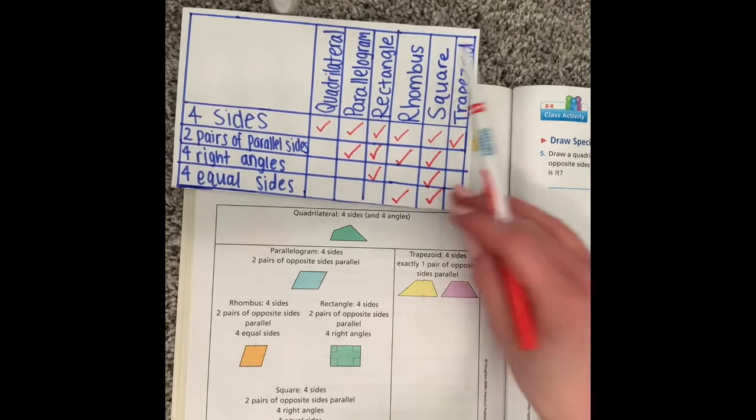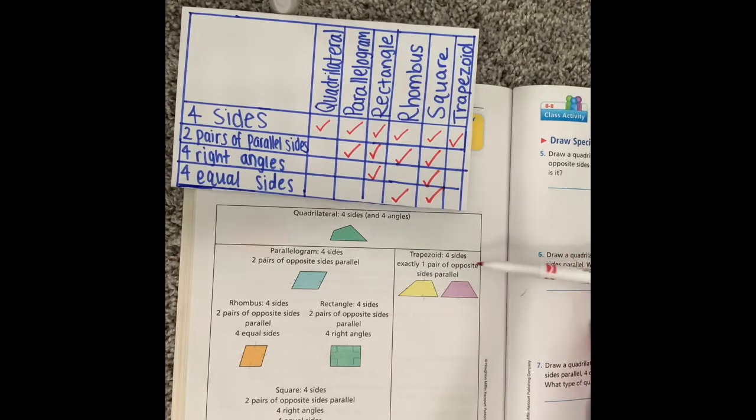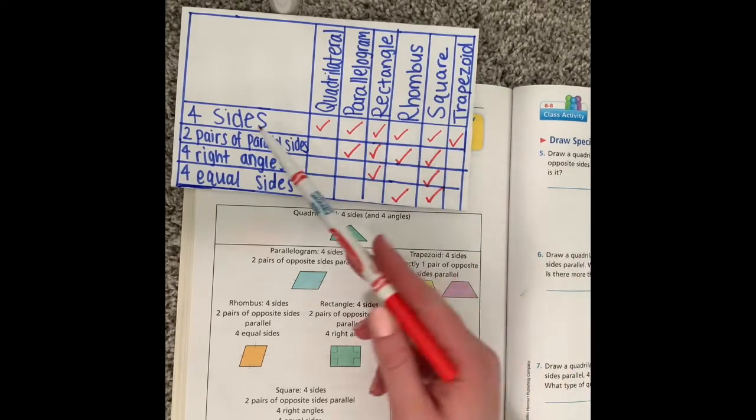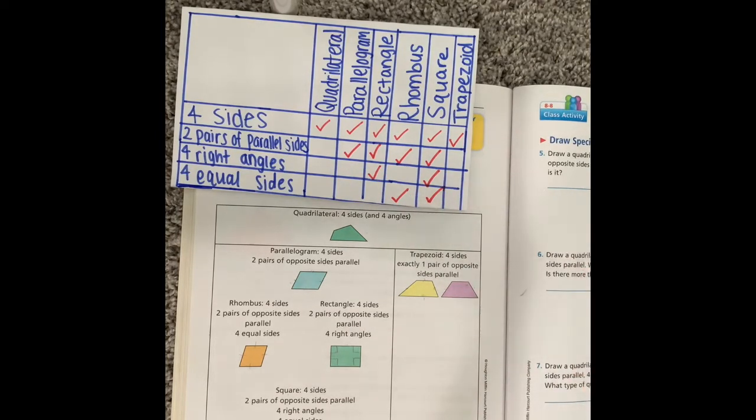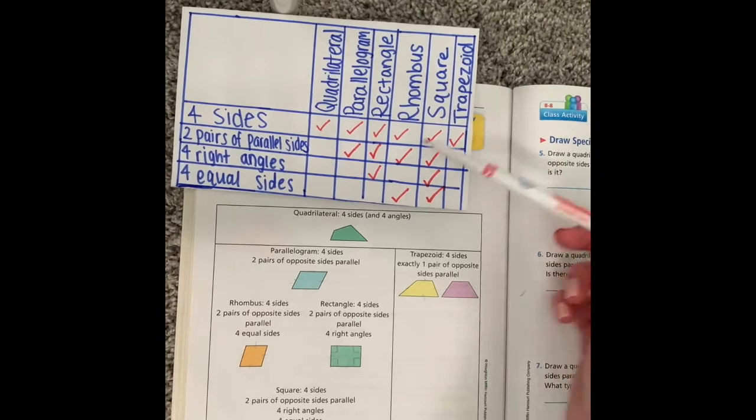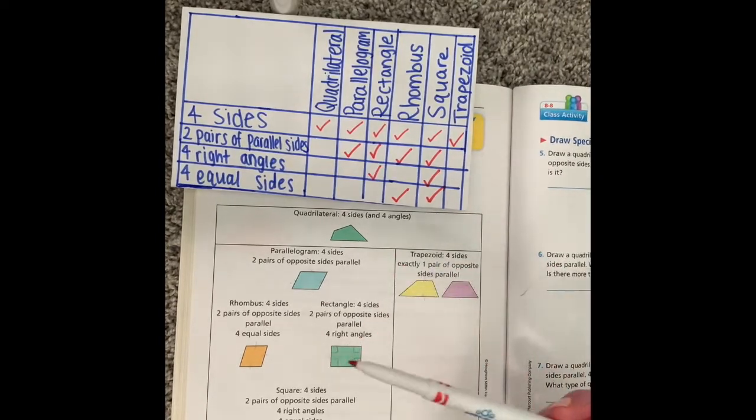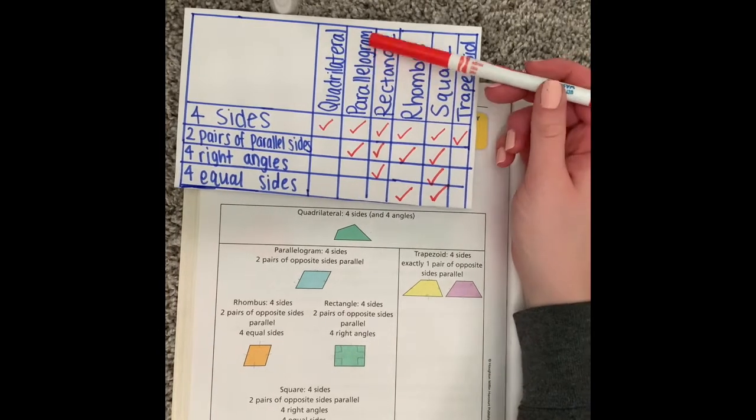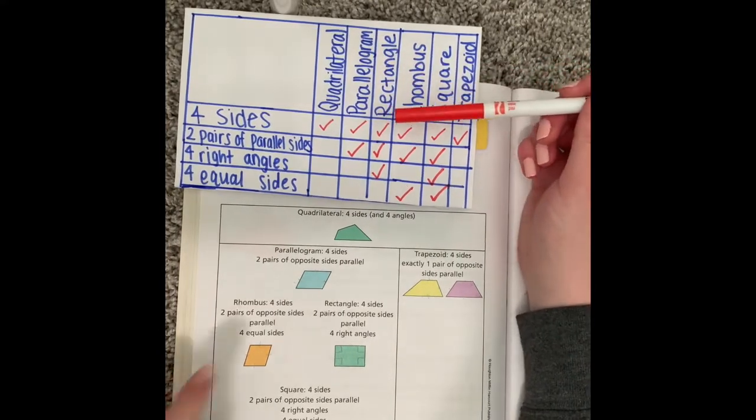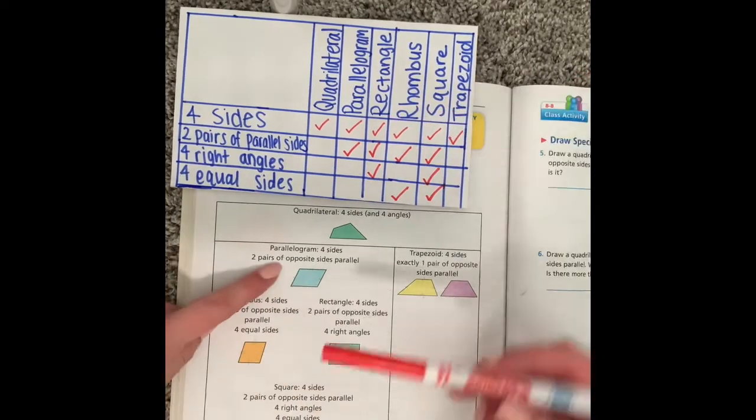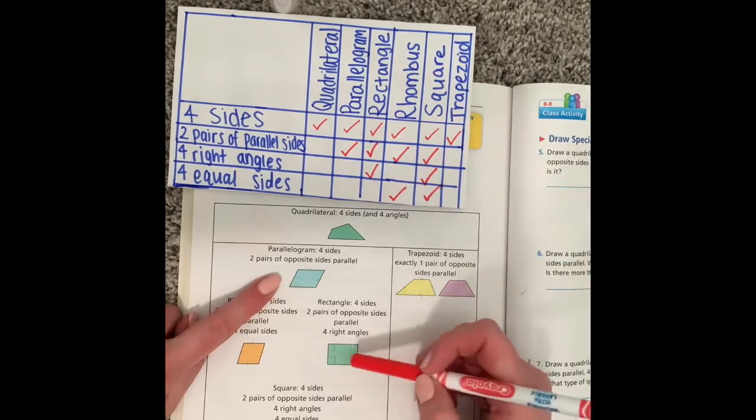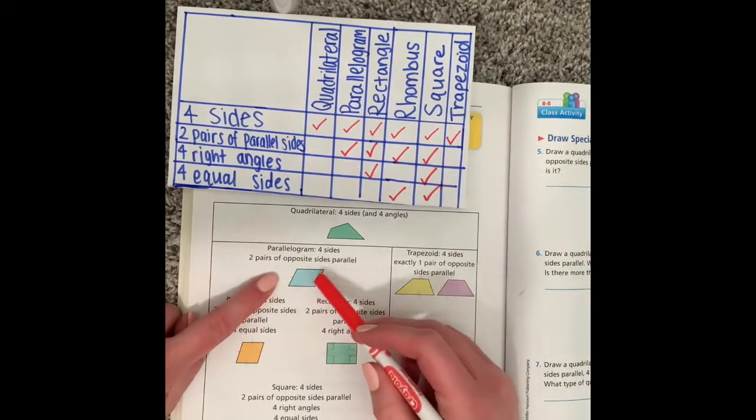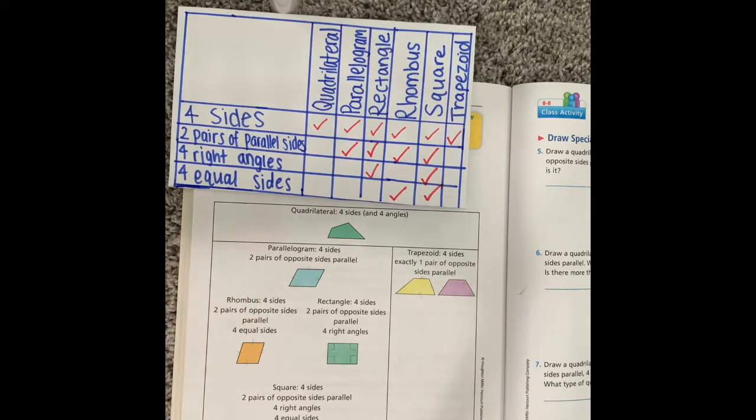And then the trapezoid, we know it only has 1 pair of parallel sides. It does not have 2. And then we know that these don't have right angles or equal sides. So now looking at this and looking at our pictures here, we can see a few different things. If we look at a parallelogram and a rectangle, we can see that they're pretty similar, but the difference is a rectangle has 4 right angles, while a parallelogram does not have 4 right angles.